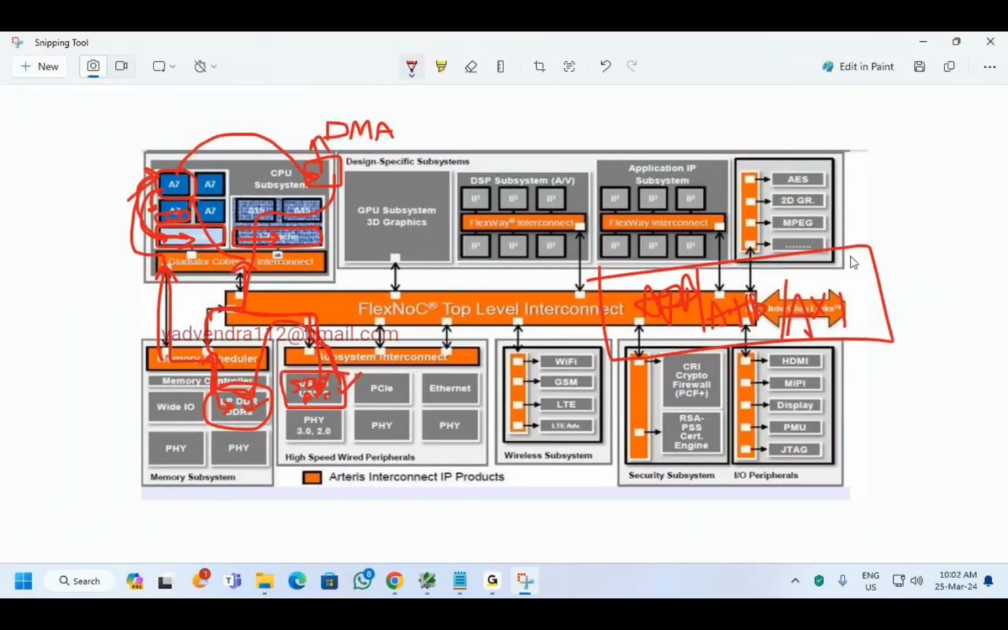So that is how important AMBA protocols are. Let's see this AXI now, because we know what APB is, we have used APB. So what I will do is correlate this APB with AXI and we'll try to understand how things work.